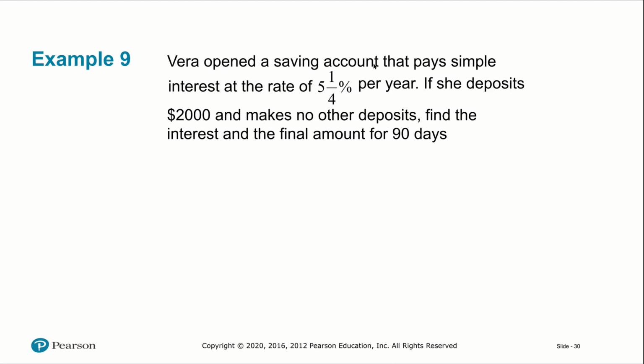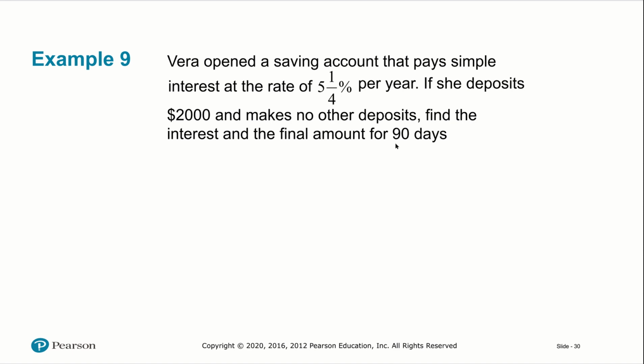Now here's a situation where it's turned around and you're opening a savings account, so therefore you're the one who's going to be earning, right? So the savings account pays a simple interest at the rate of 5.25%. If she deposits $2,000 and makes no other deposit, find the interest and the final amount for 90 days.